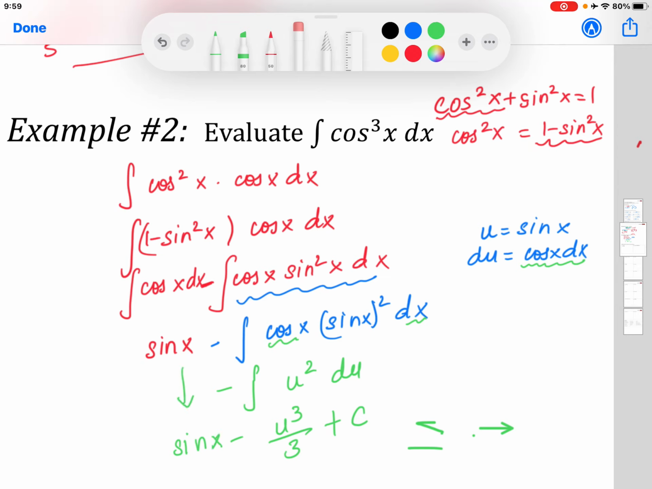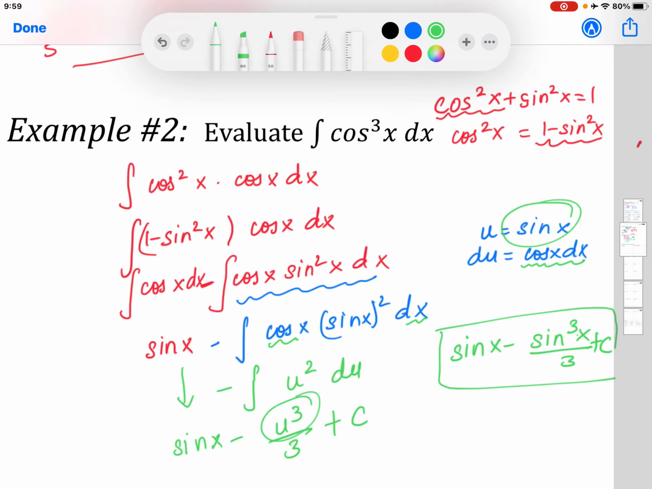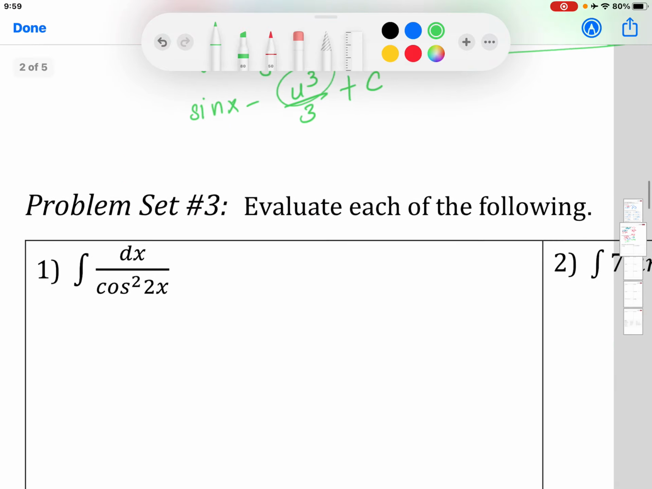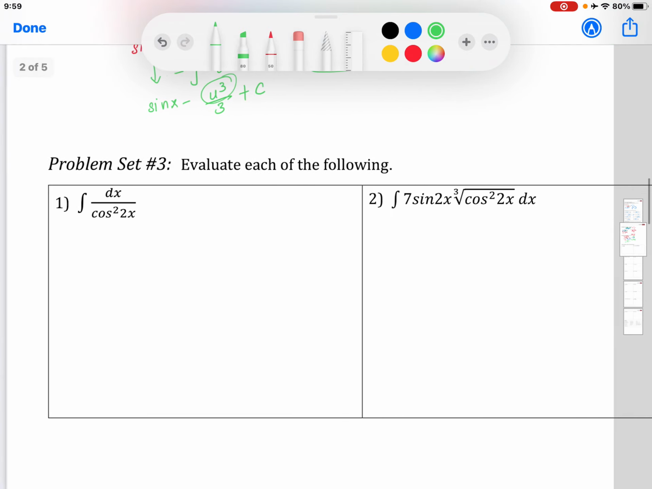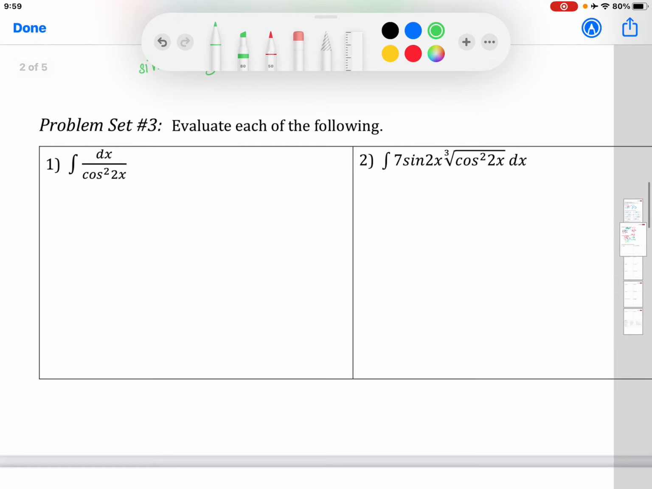Now I just need to write it in terms of x. I'm going to replace this whole thing back for my u, so it will be sine x minus sine cube x over 3 plus c. Okay, so that is my answer. I'm going to do 2 more with you guys, and then I feel like you will be able to finish up the remaining lesson.